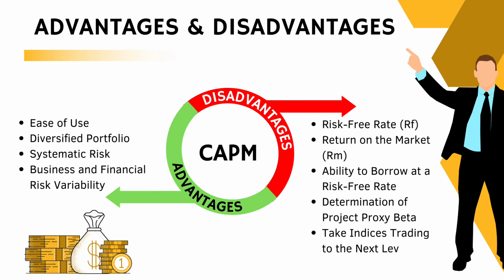Next are the disadvantages of the CAPM model. The first one is the risk-free rate. The commonly accepted rate used as the RF is the yield on short-term government securities. The second one is the return on the market. The return on the market can be described as the sum of the capital gains and dividends for the market. The third one is the ability to borrow at a risk-free rate. The fourth one is the determination of project proxy beta.